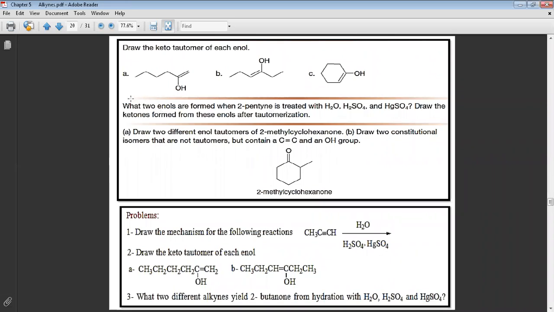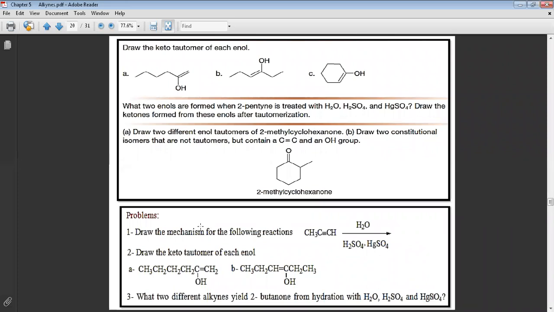This is nice homework. Now here, draw two different enol tautomers of this compound. This is number 1. Draw two constitutional isomers that are not tautomers. I want you to think about it: they are not tautomers, but contain a carbon-carbon double bond and the hydroxyl group. Okay, think about that.